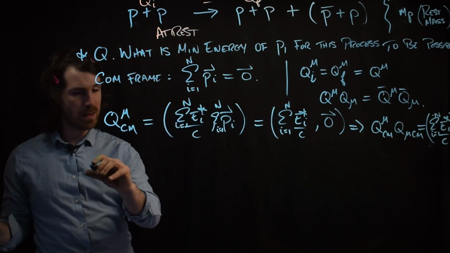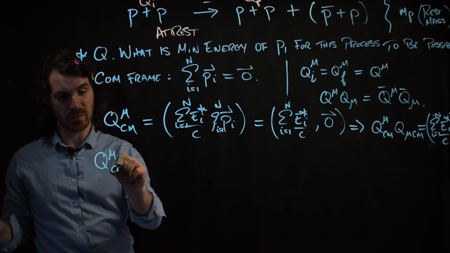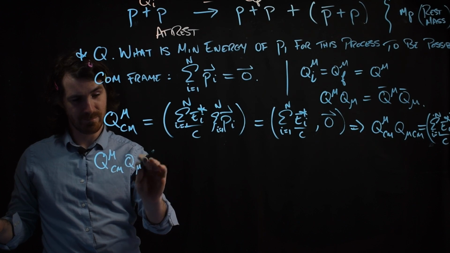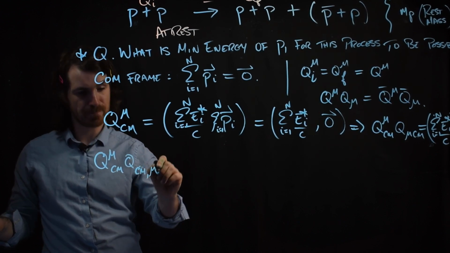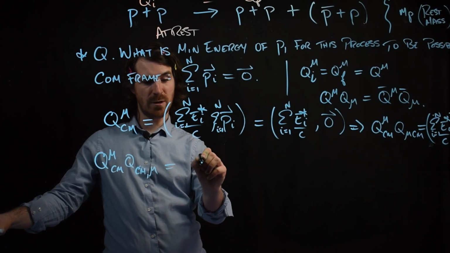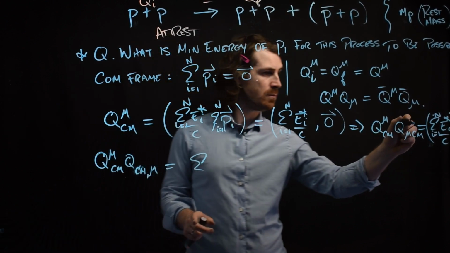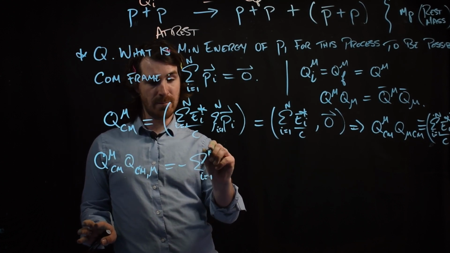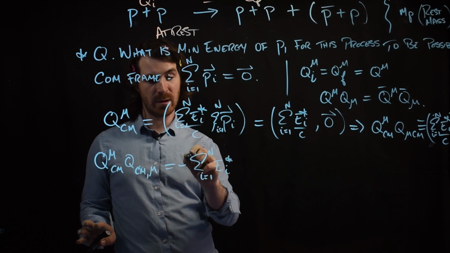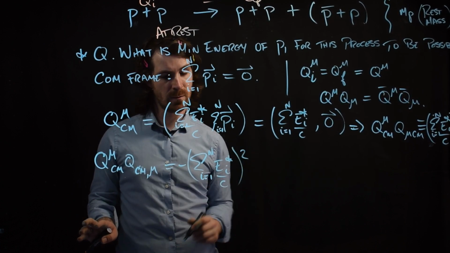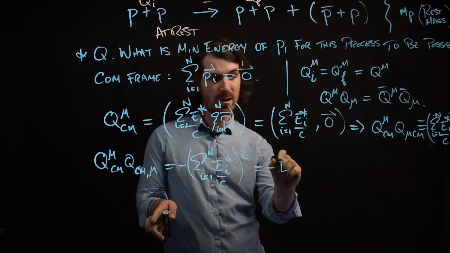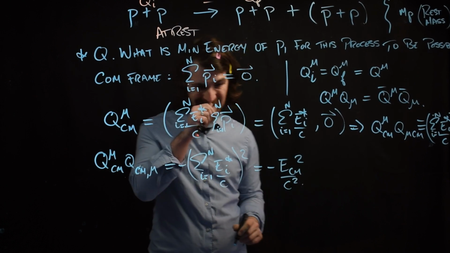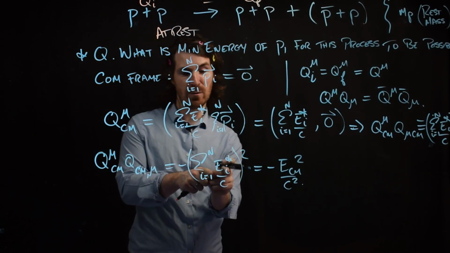So just let me write that again. We've got Q mu in the center of mass frame, equals the sum, and there should be a minus here, sorry, minus the sum from 1 to n of all the energies in the center of mass frame, divided by c squared. And we can write this as minus E center of mass squared divided by c squared, where E center of mass is just the sum of the E_i stars.